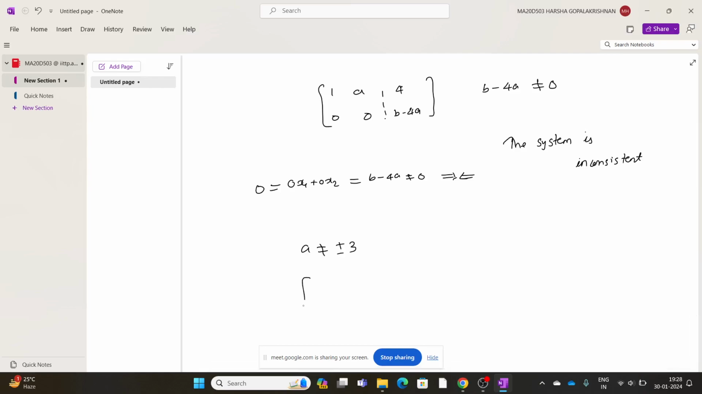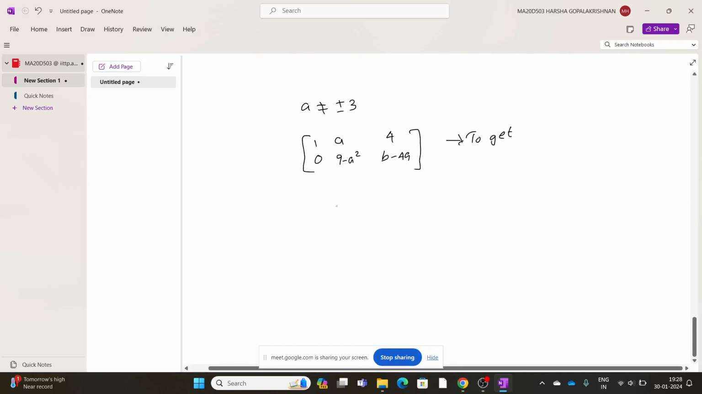So a should not be equal to plus or minus 3. Correct? What was our row: 1, a, 0, 9 minus a square, 4, b minus 4a. If a equal to plus or minus 3, this is becoming 0 and we are getting an inconsistent one. Okay, so it should not be equal to 0, to get a unique solution.